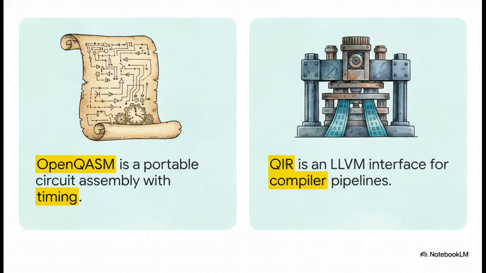Right beneath that high-level Python code, we rely on intermediate representations. OpenQASM 3 acts as a portable representation that's closer to a readable circuit assembly, managing explicit timing, pulses, and dynamic circuits. Then you have QIR, or Quantum Intermediate Representation, which sits much closer to the heavy-duty compiler infrastructure. It's LLVM-based, language-agnostic, and hardware-agnostic, allowing front-end code to interface seamlessly with back-end execution.